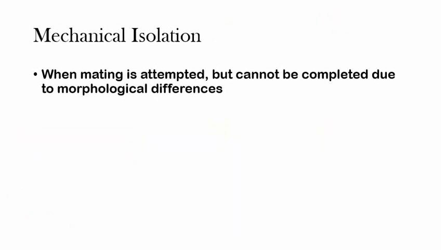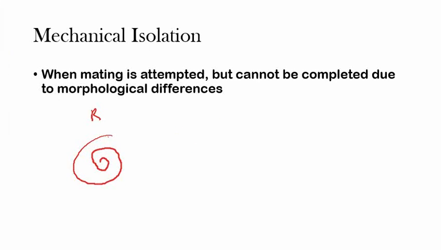Now, another type of isolation is mechanical isolation. This is when mating is attempted but can't be completed due to morphological differences. Let me give you an example of that. This happens, I think, in this type of snail. Let me try to draw this. There's a right-handed snail, and then there's a left-handed snail.